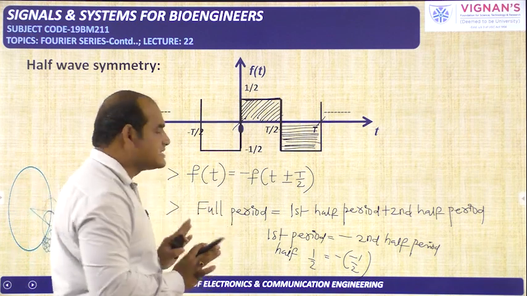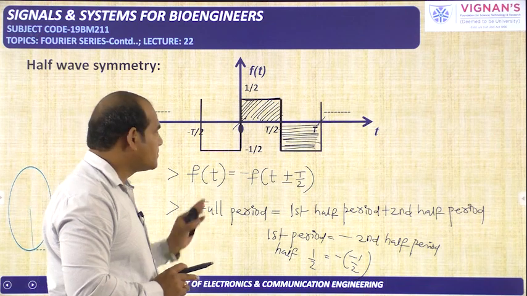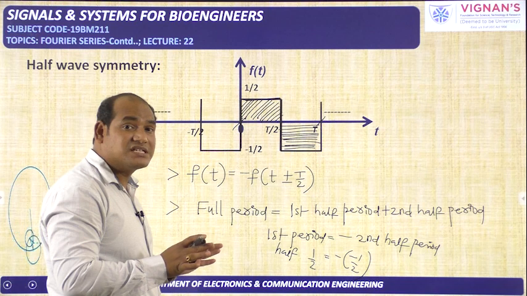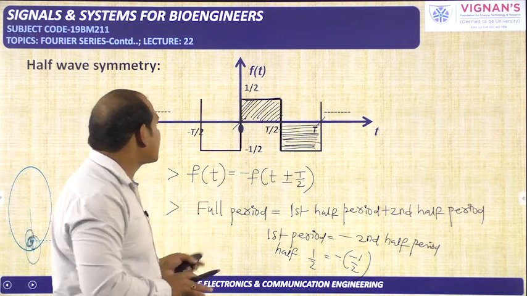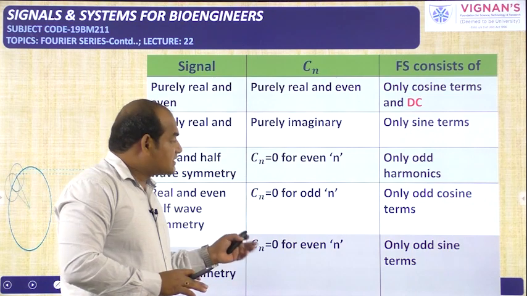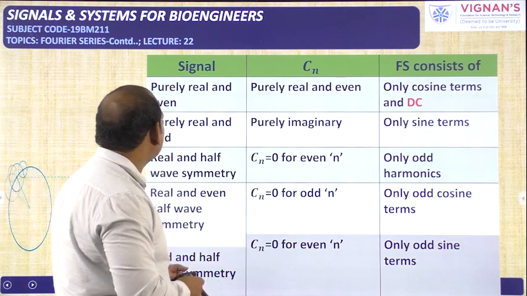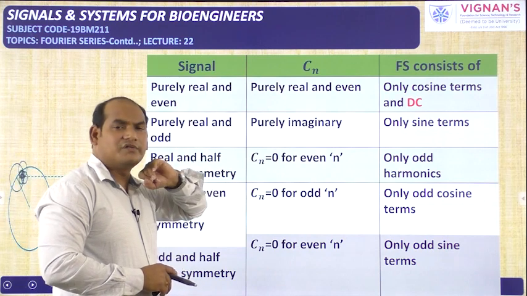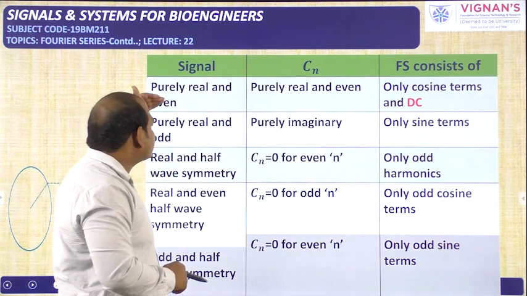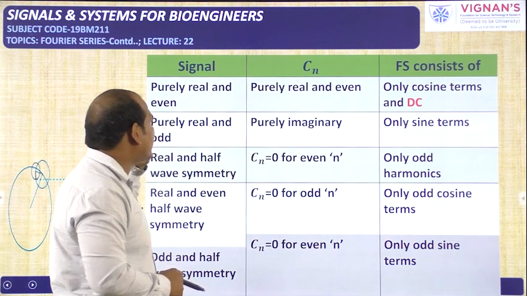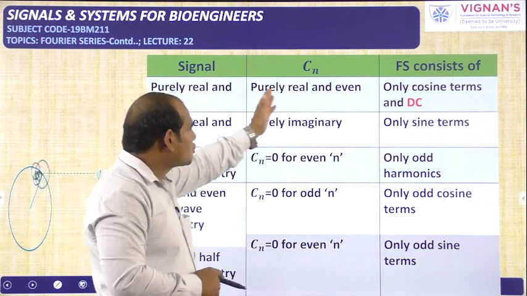Now half wave symmetry means this is the thing. How to identify the half wave symmetry, what coefficients are available and what coefficients are not available, those are the things I have discussed here. The signal can be purely real and even. One rectangle, one square wave we have taken, an even signal we have taken. For that even rectangular signal, or square wave, we have observed what the coefficients are.